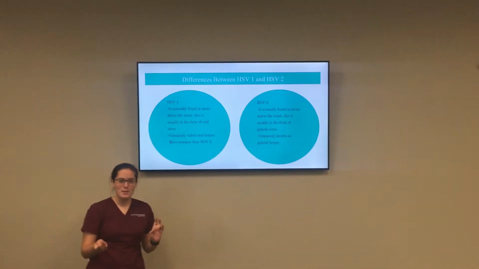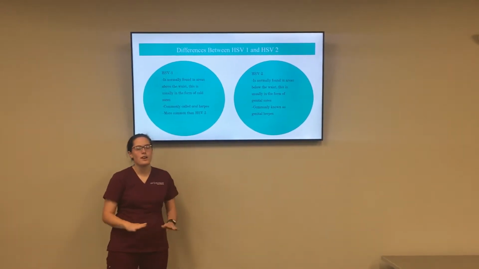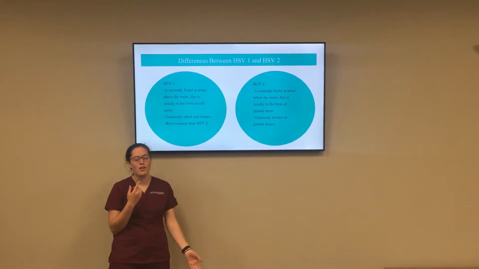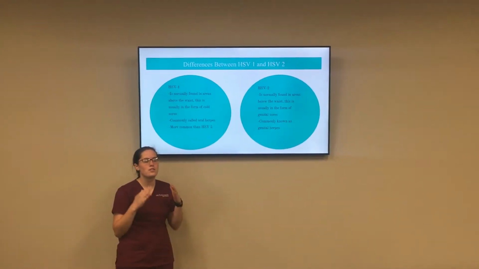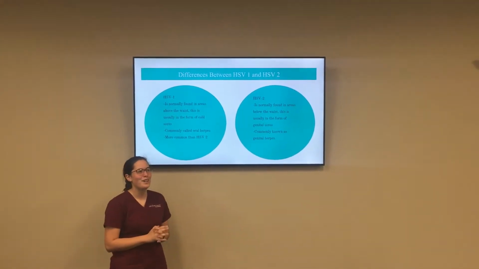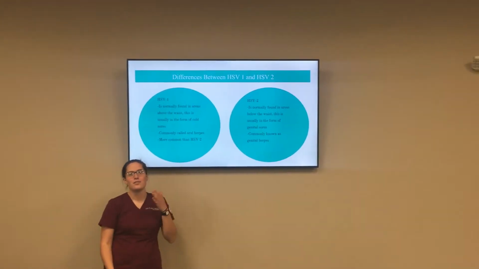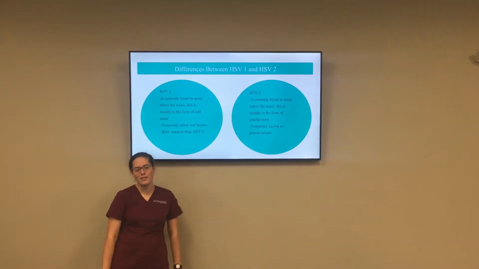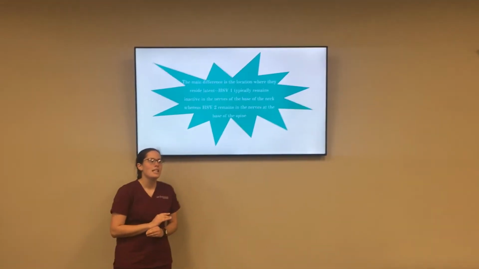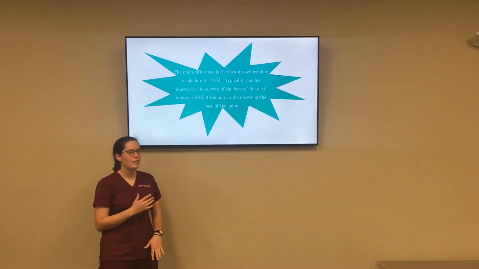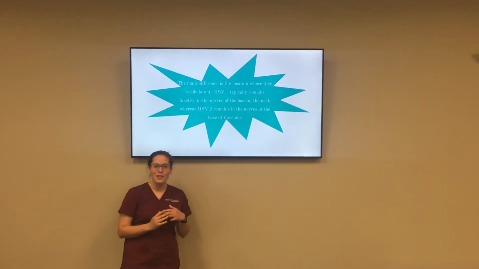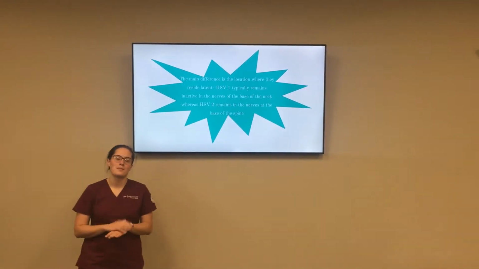But there are some differences between HSV1 and HSV2. HSV1 is normally found above the waist, really commonly around the mouth, so it's often called oral herpes. HSV2 is usually found below the waist, and it's also known as genital herpes because that's where it's usually found. But both can be found and transmitted to the opposite half, so HSV1 can be found in the genital area and HSV2 in the oral area. The main difference is the location where they lie latent. HSV1 typically remains inactive in the nerves at the base of the neck, whereas HSV2 stays in the nerves at the base of the spine.